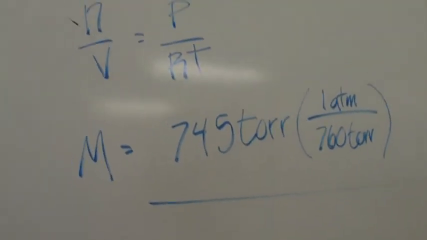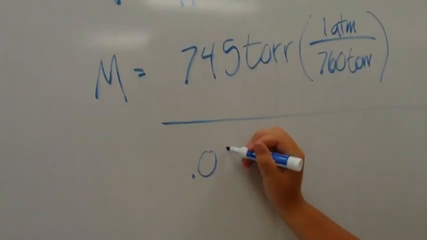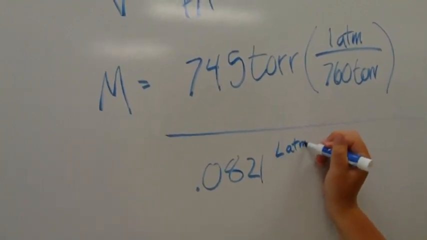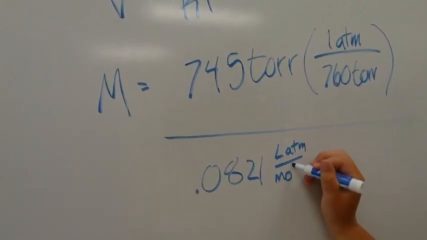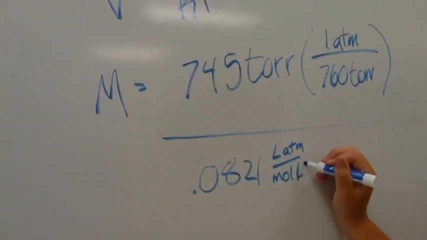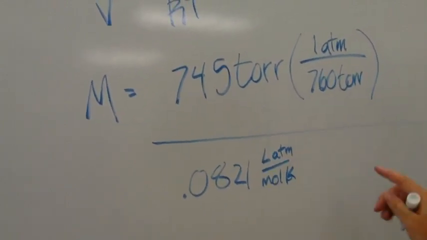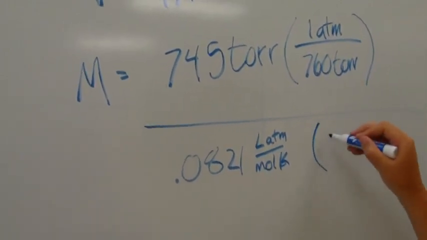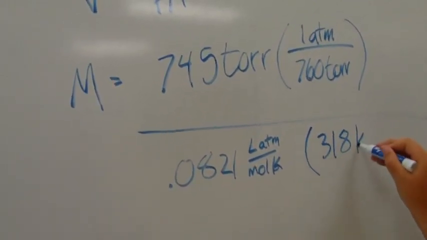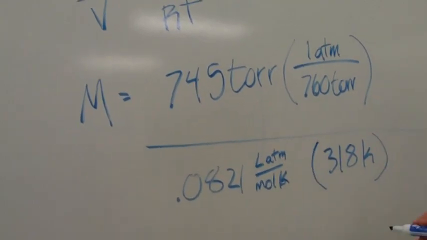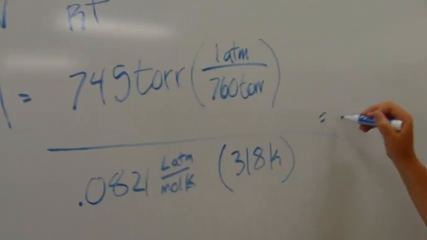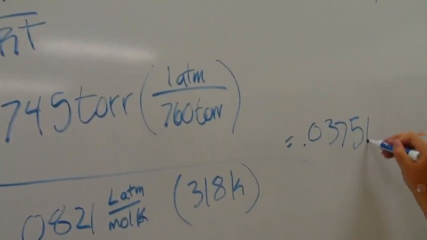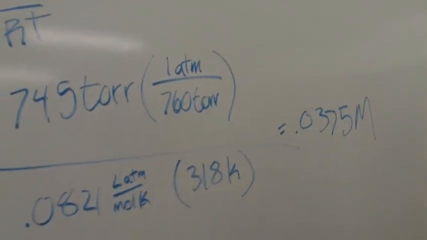And then R is just 0.0821 liters atm per mole per Kelvin. And when we convert the temperature to Kelvin, it is 318. So our units are going to cancel, and we'll end up with 0.0375 molar concentration.